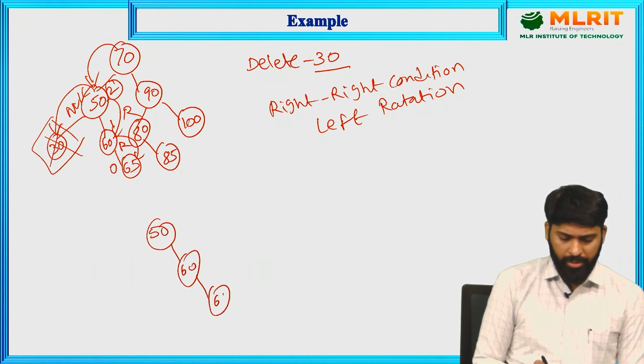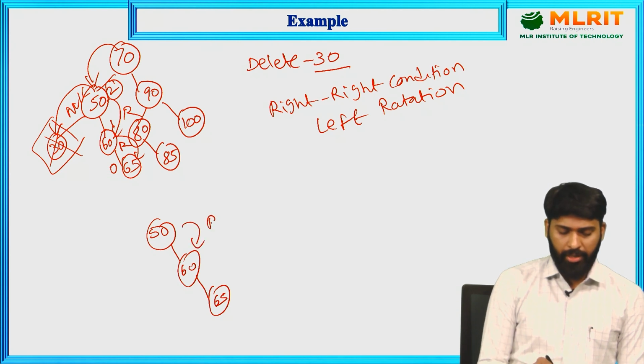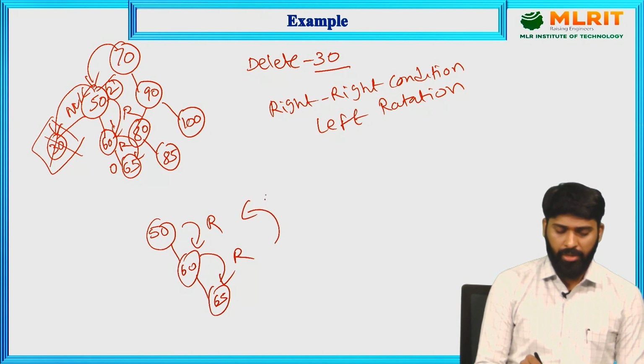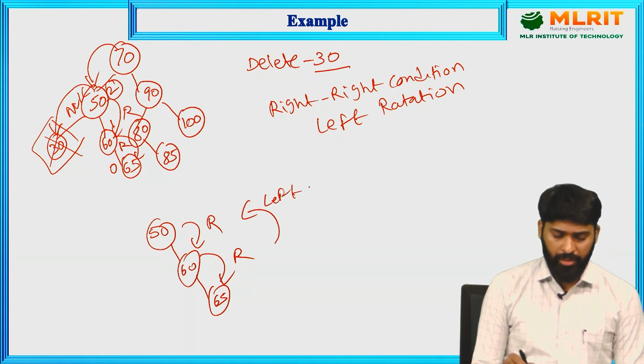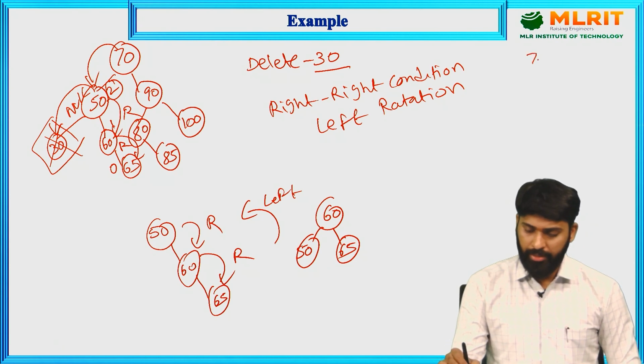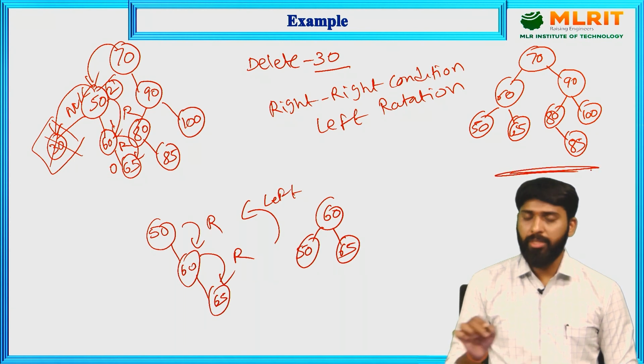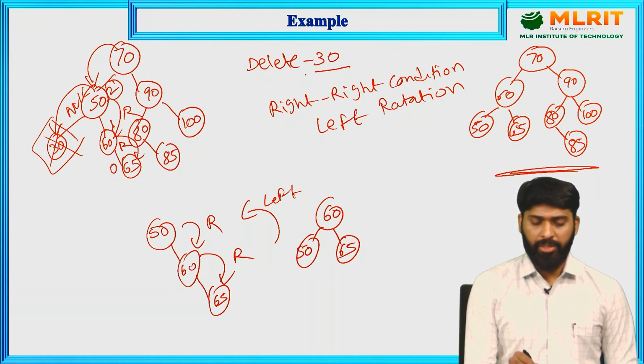60, 65, right, right. So the rotation will be left side. So the resultant tree is 60, 50, 65. The final tree is 70, 60, 50, 65, 90, 80, 100, 85. Okay, so this is the resultant tree after deletion of 30.